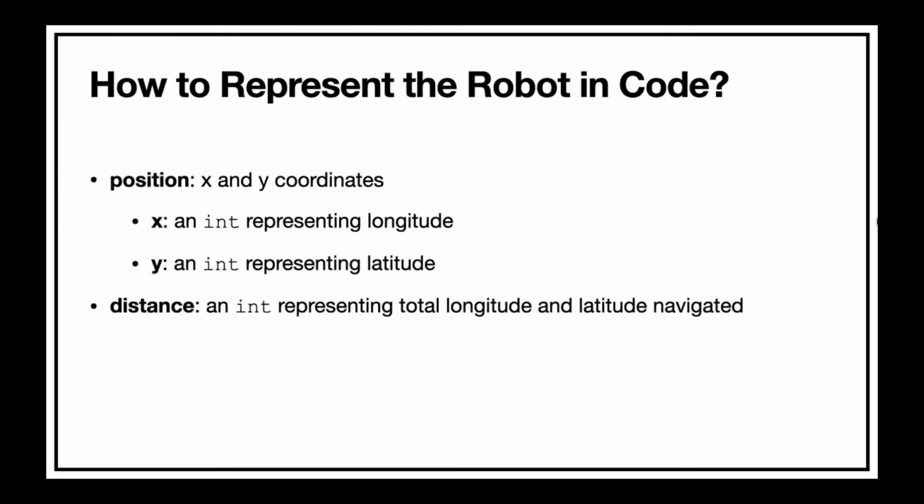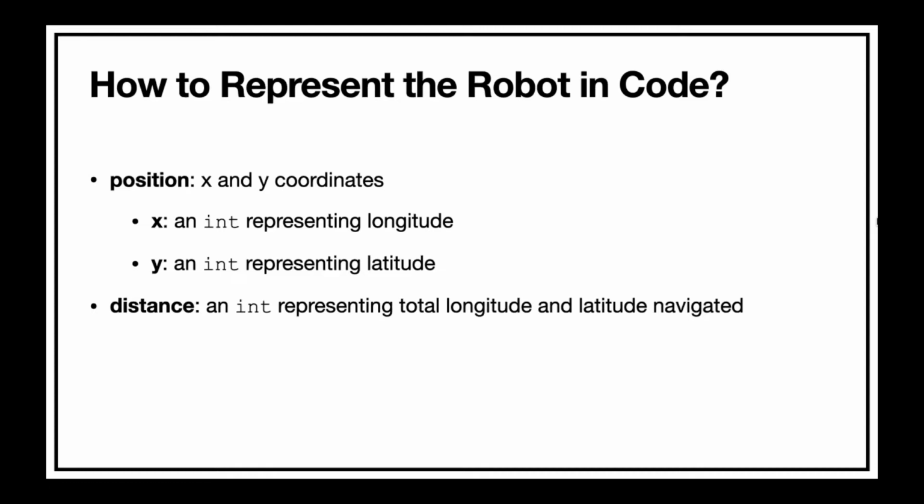The question is how we represent this robot in Java. Notice that for location, we have to break it into two types of coordinates, the X and the Y coordinate. X will be an integer representing the longitude. Y, another integer representing the latitude. This can be even more complex if you want to have a double for more precision. Only for demonstration purposes, let's keep it simple with an int.